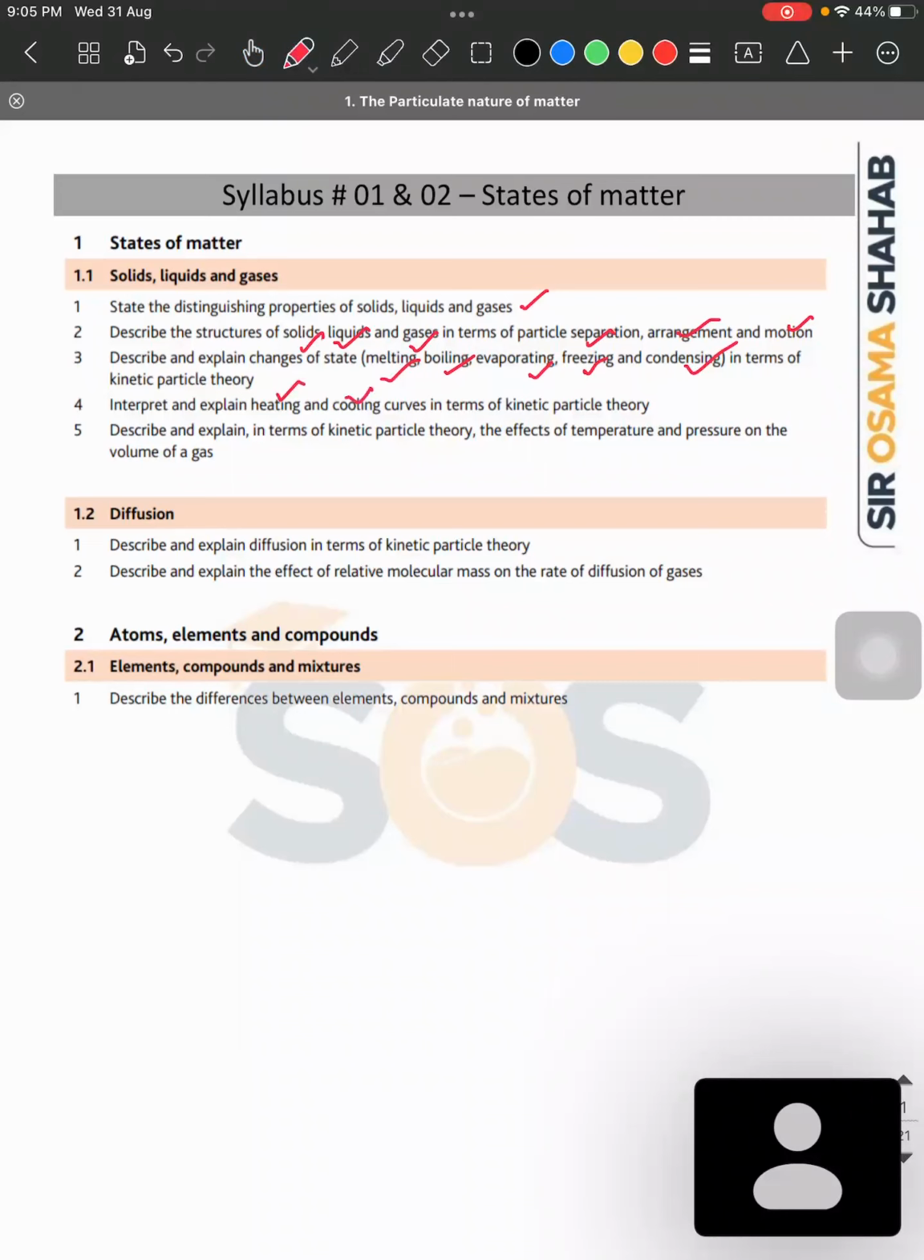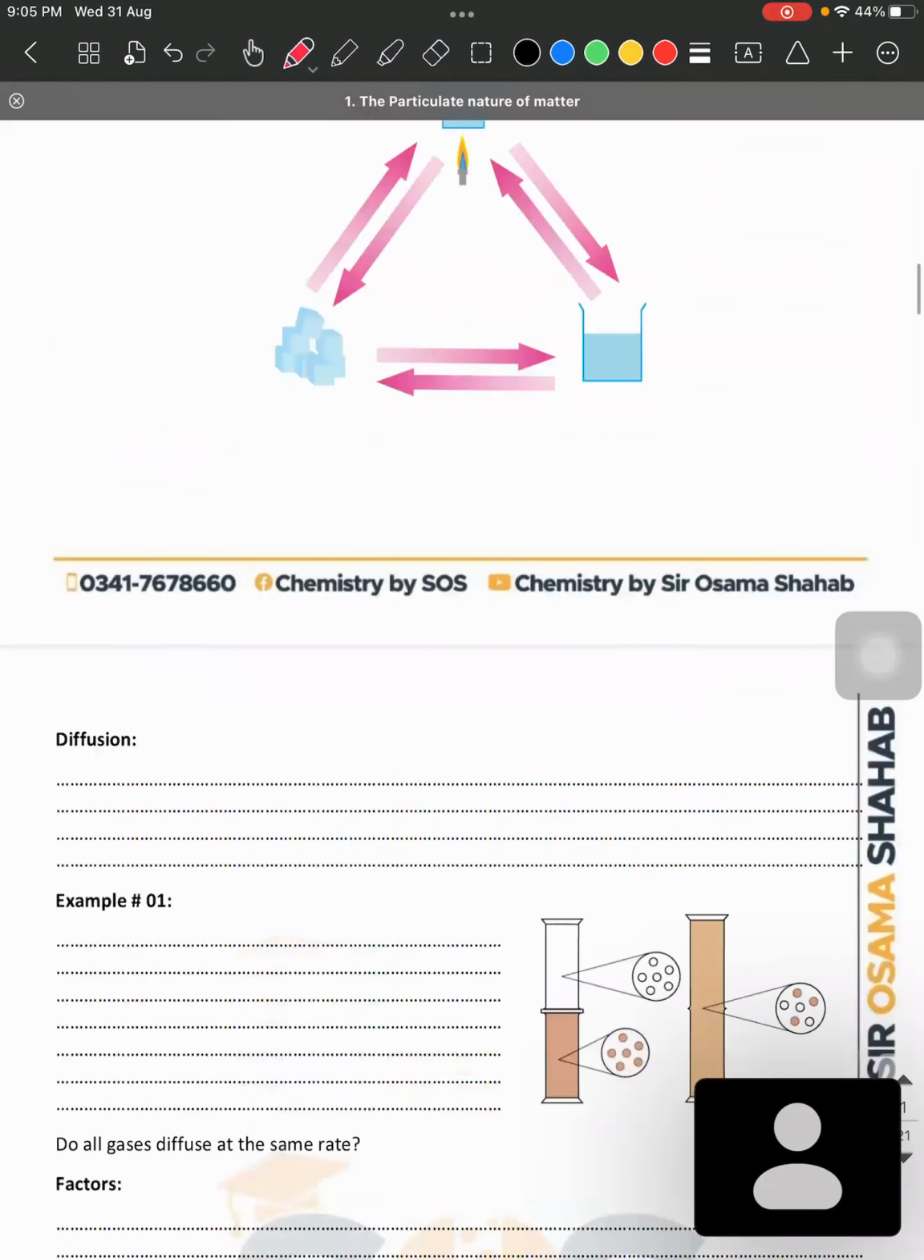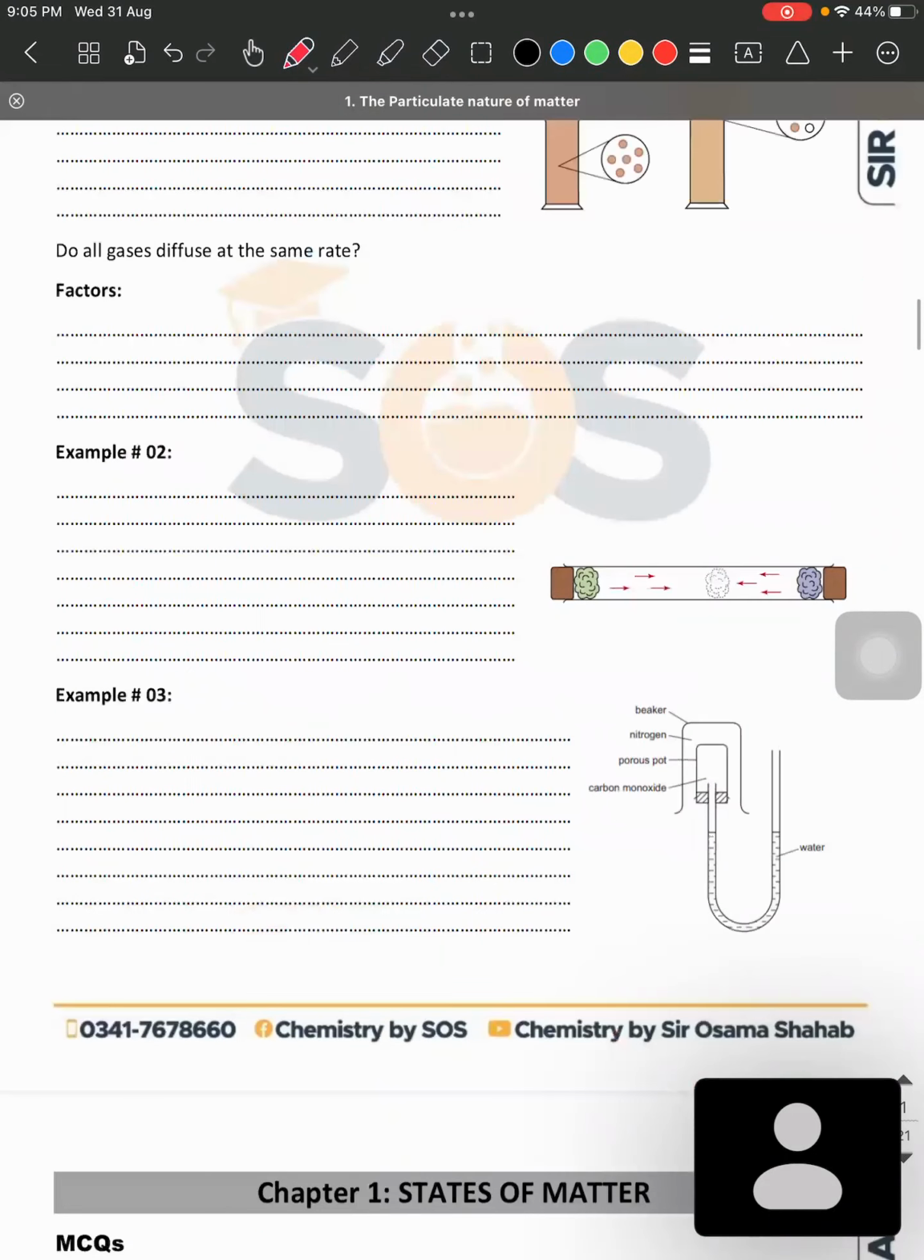And we already know what happens when we apply temperature, but we didn't discuss the volume, right? So we will start with this today, inshallah. Then we are going to end this chapter, right? First of all, I just want to start with diffusion. So I am starting with diffusion, and then at the end of diffusion, I will explain this point to you, right? It is very simple. Okay, so let's start with diffusion.